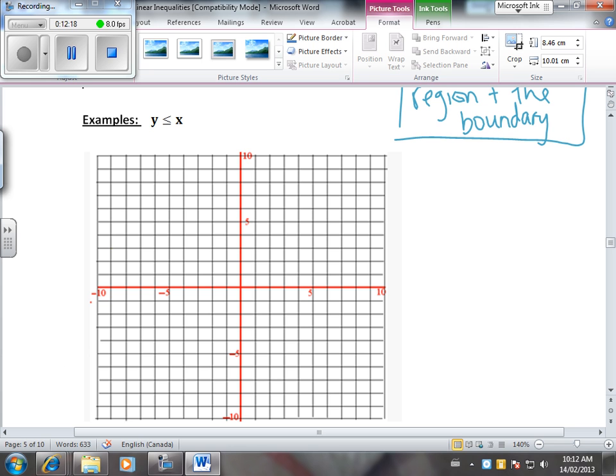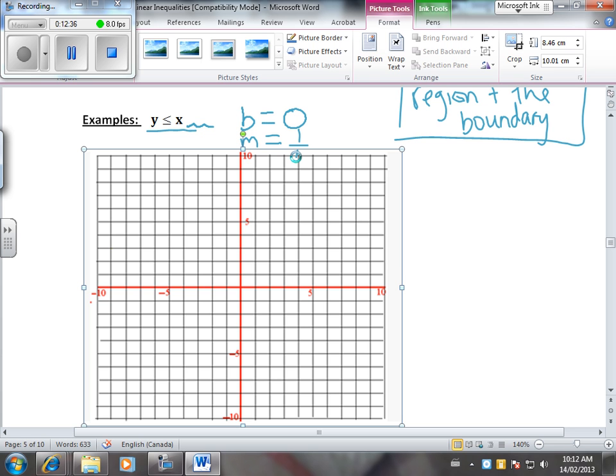So again, we look, is this in y equals mx plus b form? It is. And in this case, our b will be 0. Okay, so there's no b written here, so b is 0, and then m is 1 over 1. So we'll start at our origin. Remember, our origin is 0, 0. And we'll just go up 1 and over 1.